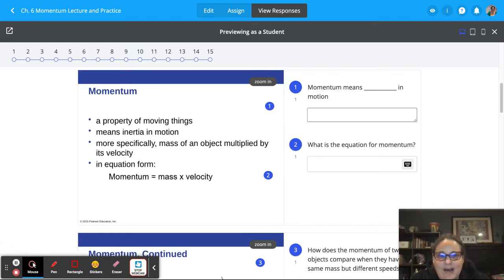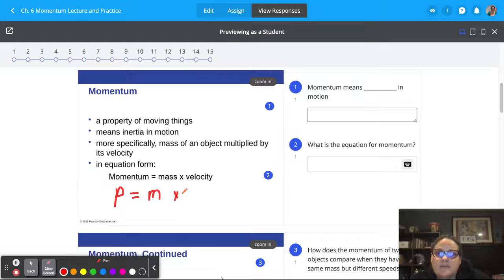Only moving things have momentum because momentum is mass times velocity. So if something has zero velocity, then it has zero momentum just by nature of the equation. So if I plug any mass into the equation, momentum equals mass times velocity, if the velocity is zero, then the whole thing becomes zero. The way I would write the equation in variable form is lowercase p equals lowercase m times lowercase v for velocity.